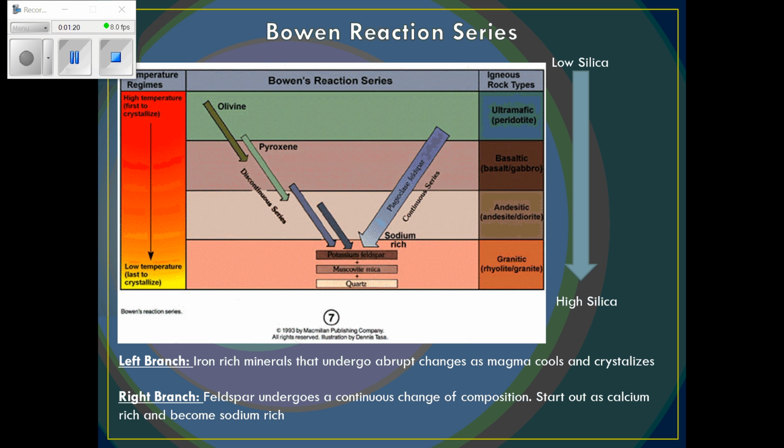It just kind of shows you the silica content of different types of rocks, and the more silica towards the bottom right. The ones with less silica tend to be higher temperatures and crystallize first, and down to low temperatures last to crystallize, which means to become a rock and form its mineral grains.